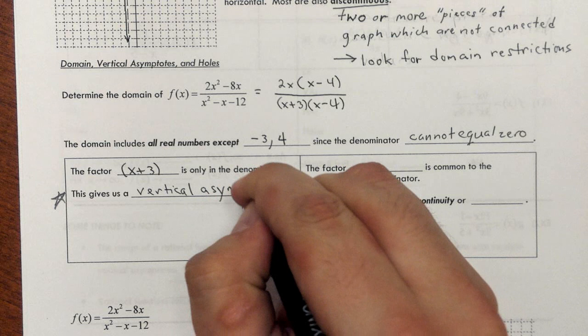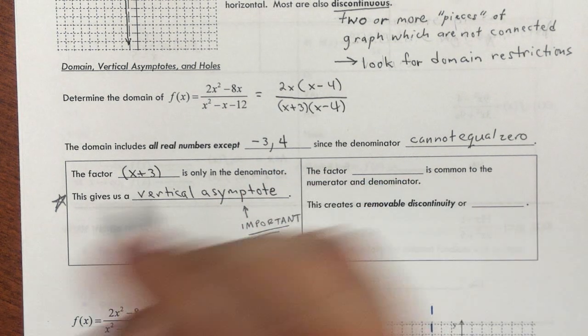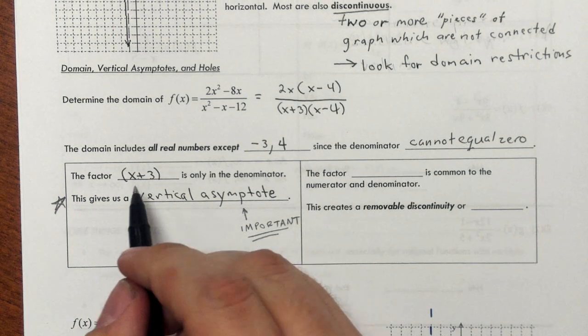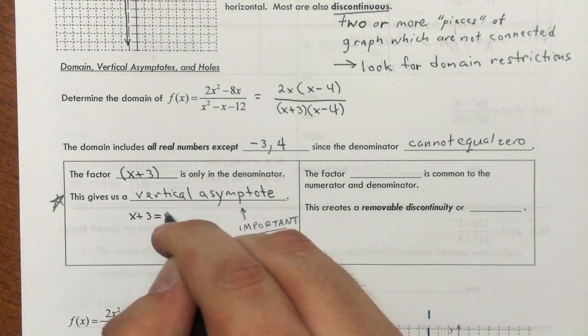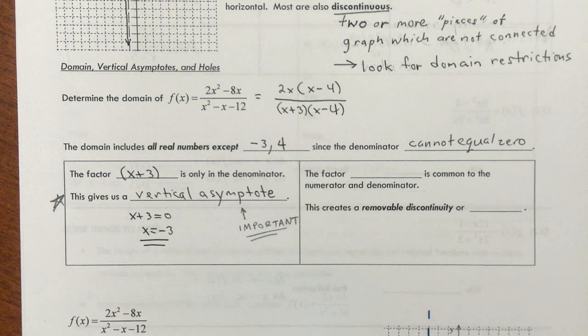This function will have one vertical asymptote, but it is entirely possible for a rational function to have multiple vertical asymptotes. This is really important. How do I figure out what that vertical asymptote is? Well, that factor x plus 3, I think about setting it equal to 0 and then solving, and what I get is x equals -3. So x equals -3 will be a vertical asymptote for this function.